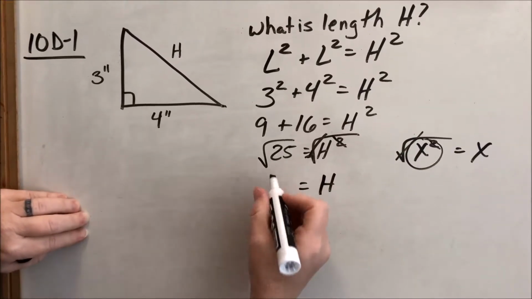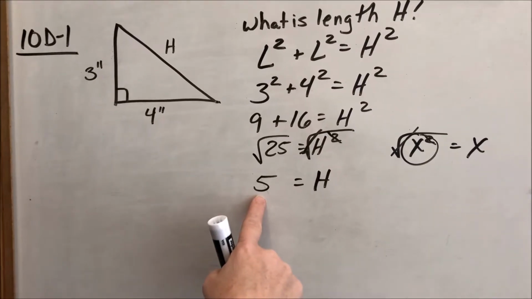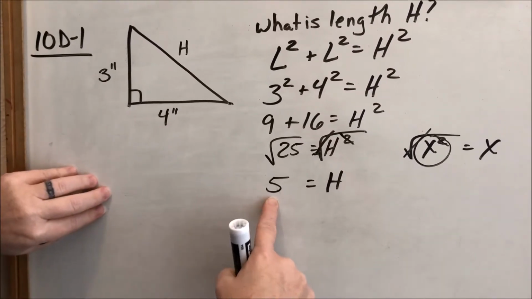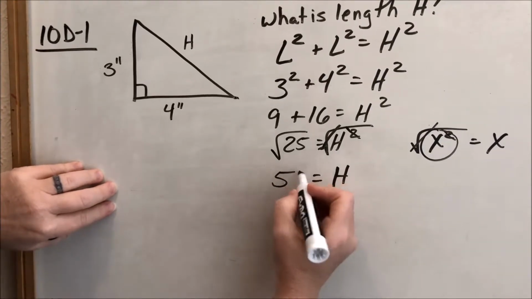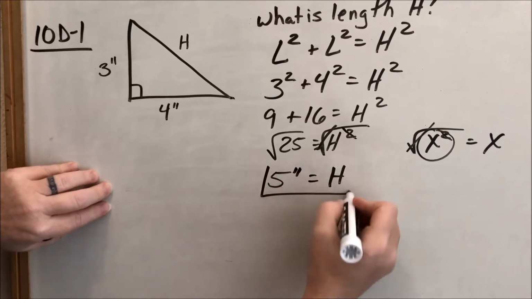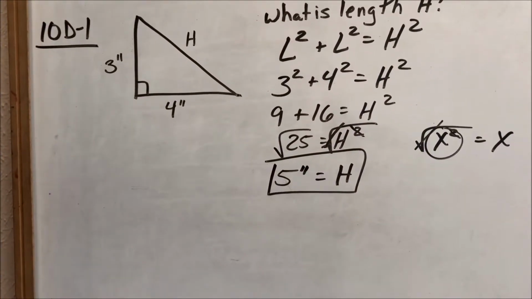Square root of 25 is just 5. What does that 5 represent? It represents the length of the hypotenuse. So since it's a length, we need units. Is it feet, inches, centimeters, meters? In this case, it's inches. So it's really important to put your inches on there to say it represents 5 inches.